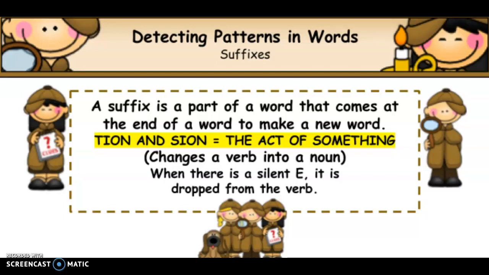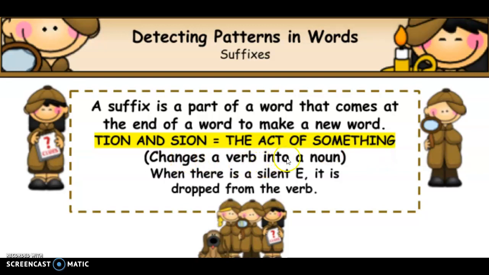Today in word study, we are going to look at the suffixes tion and sion, which both say shun. Remember, a suffix is a part of a word that comes at the end of a word to give it a new word and a new meaning. So tion and sion means the act of something.